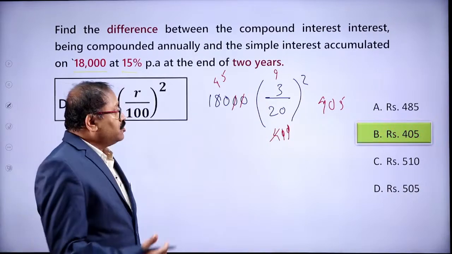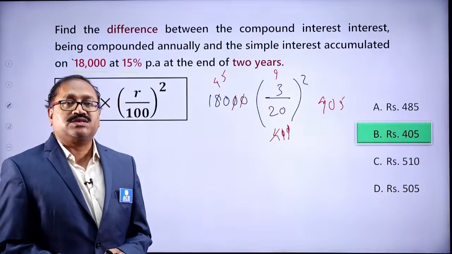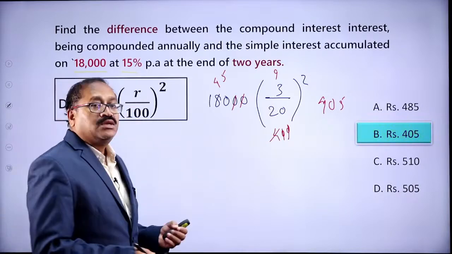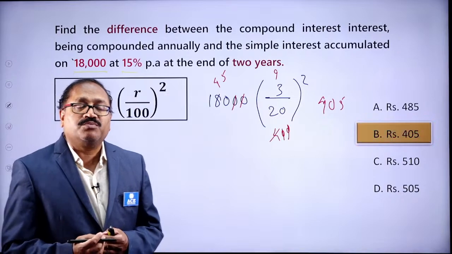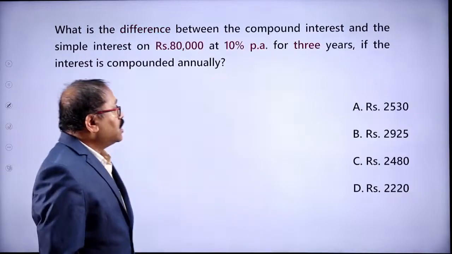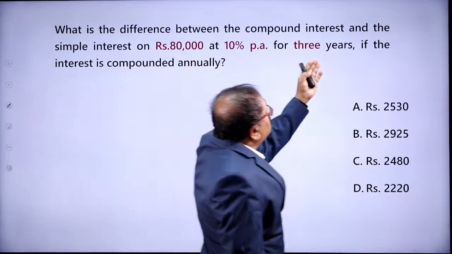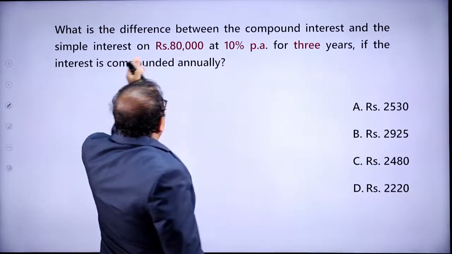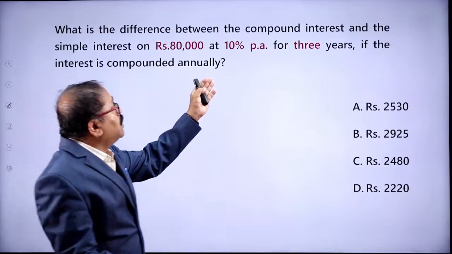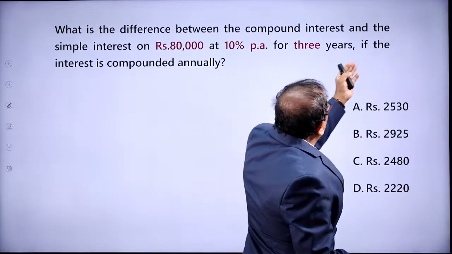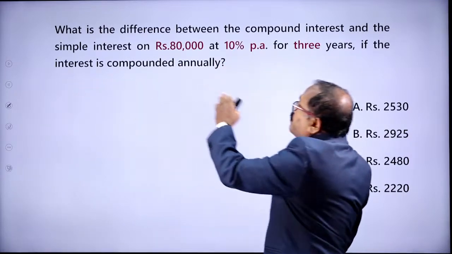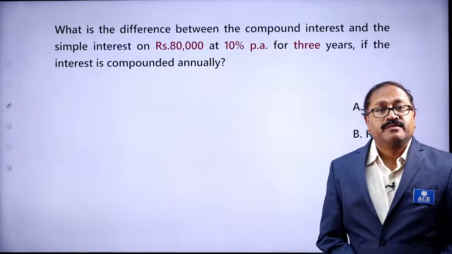Okay friends, now you may be thinking: what if the difference is asked for 3 years? What is the difference between simple and compound interest for 3 years? So I took that question here. What is the difference between the compound interest and simple interest on rupees 80,000 at 10% per annum for 3 years, if the interest is compounded annually?